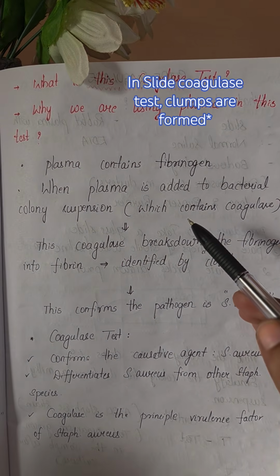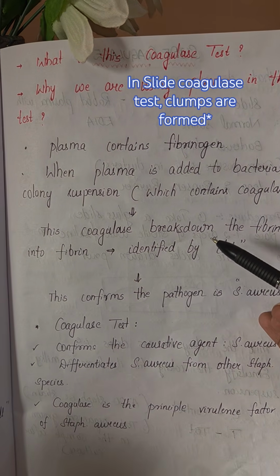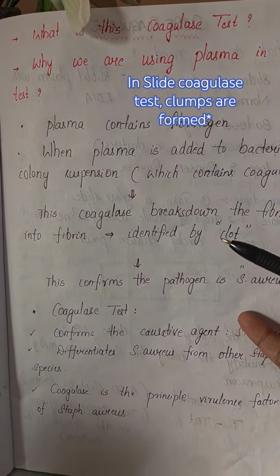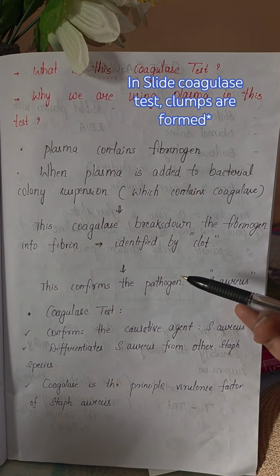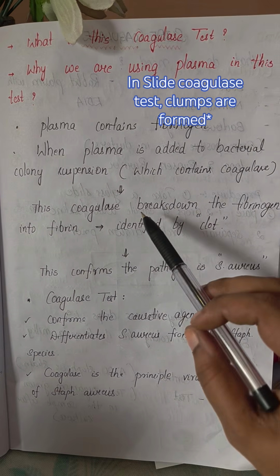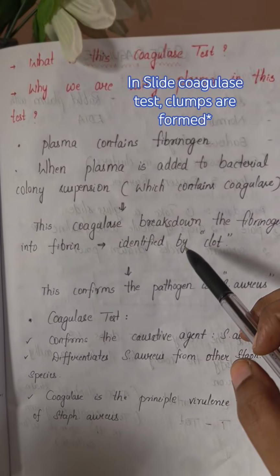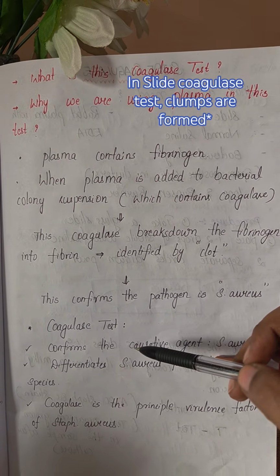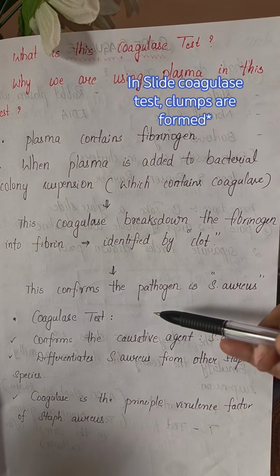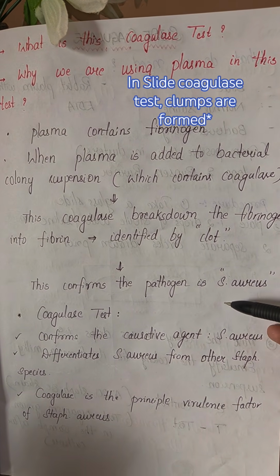How to do the slide coagulase test will be discussed later separately, and then you will know how to perform the test. So here we are discussing that whenever there is a coagulase enzyme, it breaks down the fibrinogen into fibrin, resulting in the formation of a clot. Whenever you see clot formation in the coagulase test, it confirms most of the time that the pathogen is Staphylococcus aureus.